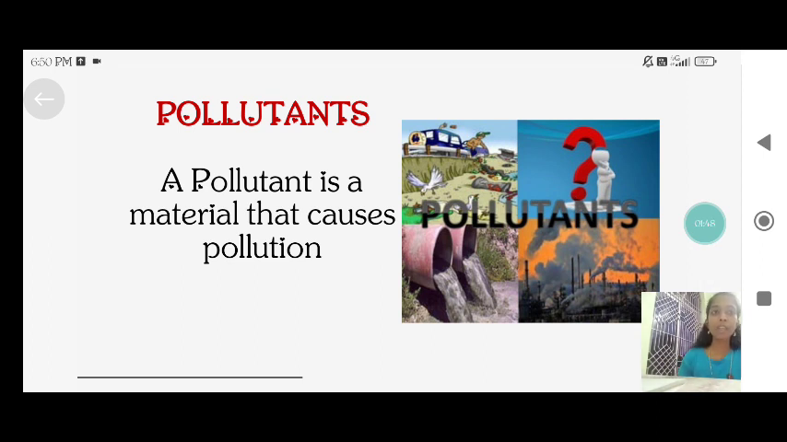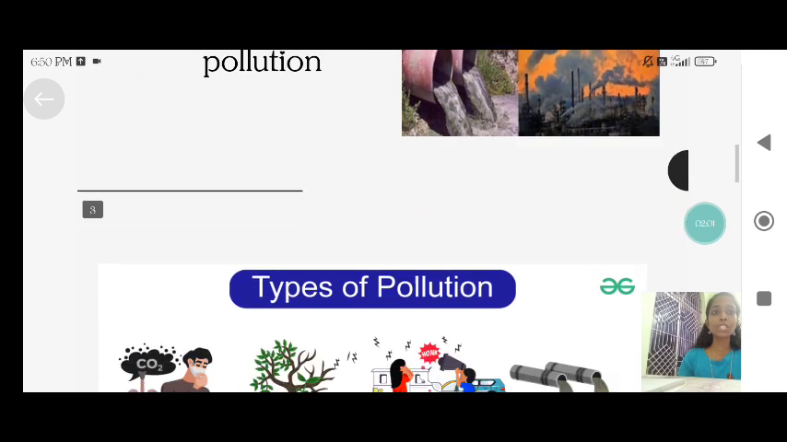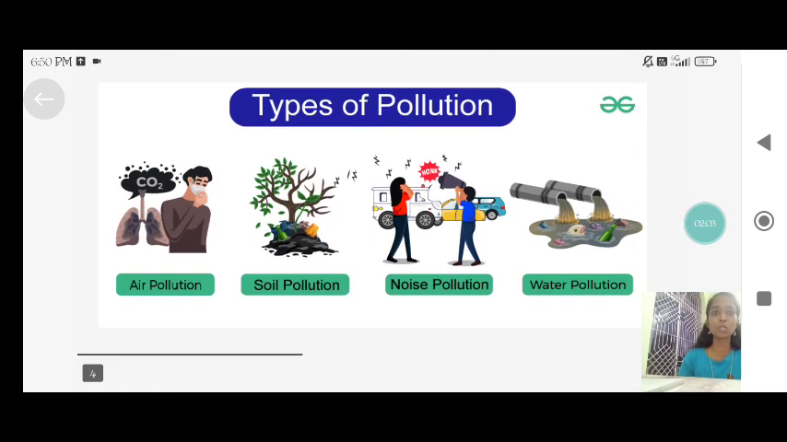And we all know that there are various types of pollution. One of the major types of pollution that we face in our daily life is air pollution. So we shall see the types of pollution now. There are 4 types of pollution we are going to discuss: air pollution, soil pollution, noise pollution and water pollution. So first let us discuss air pollution.